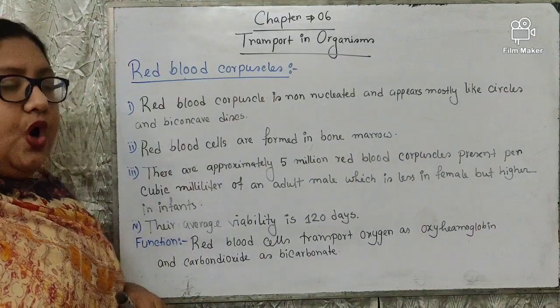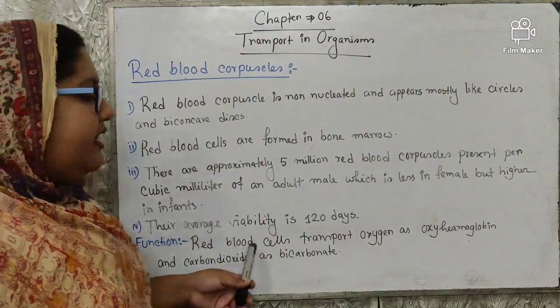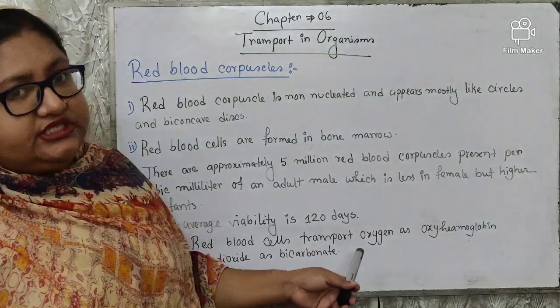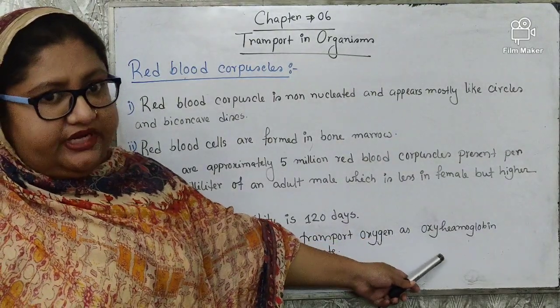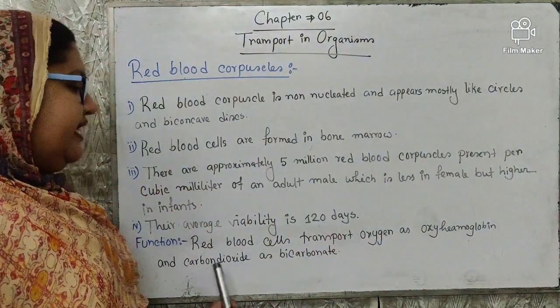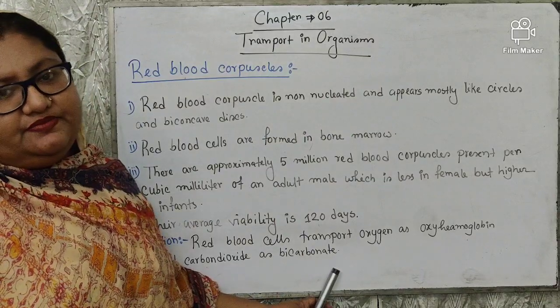Now the function of red blood corpuscles. The red blood corpuscles transport oxygen as oxyhemoglobin and carbon dioxide as bicarbonate.